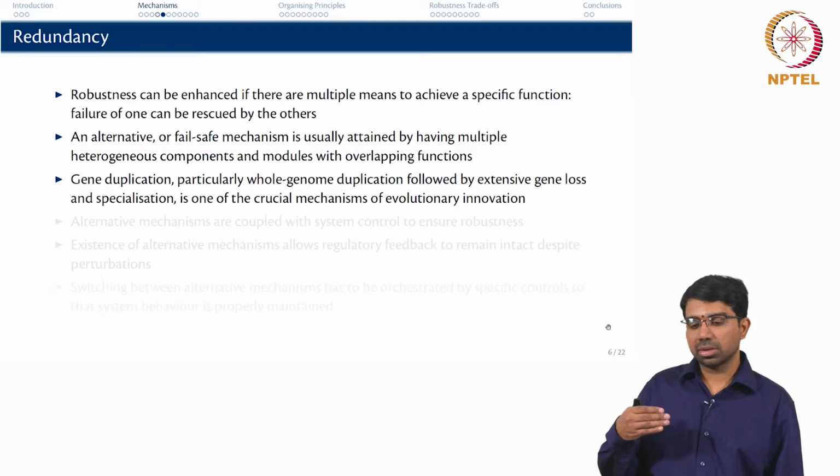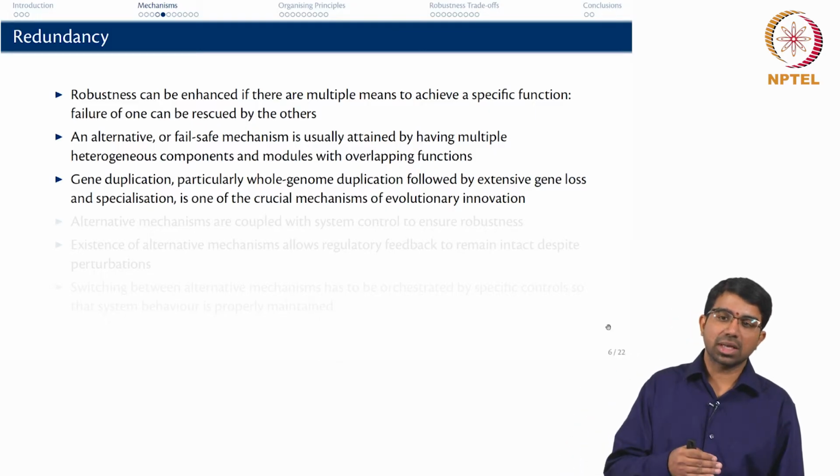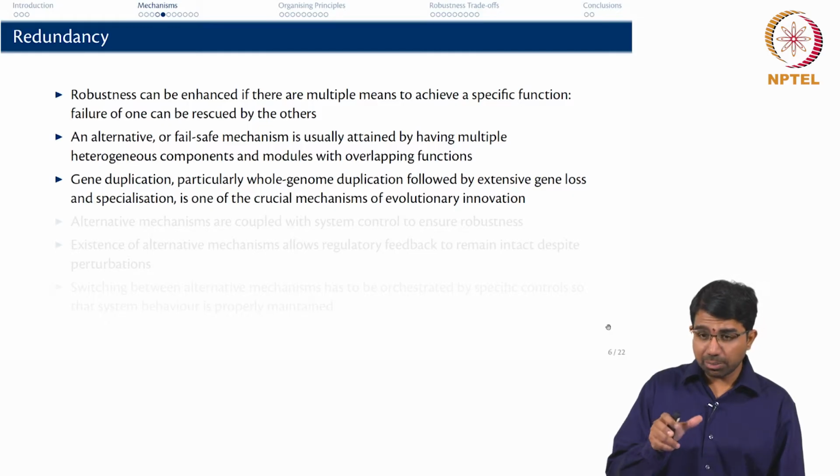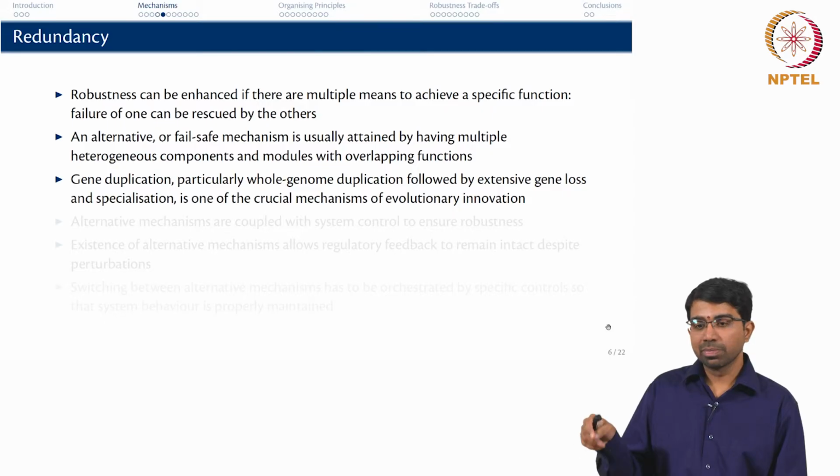So, you have had something known as a whole genome duplication event as well as a small scale gene duplication event. So, either a bunch of genes get duplicated or the entire genome gets duplicated. Because of this, there is a lot of redundancy that can happen.